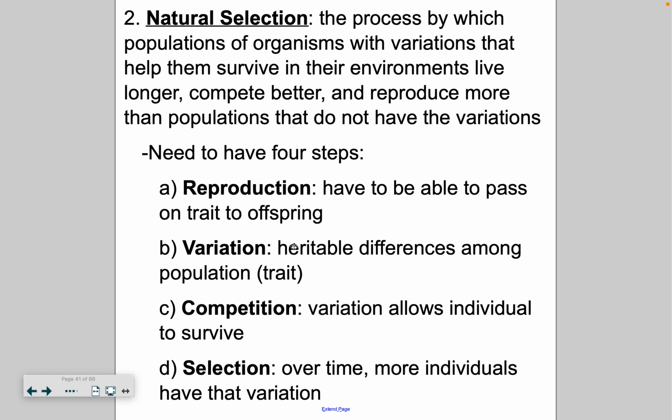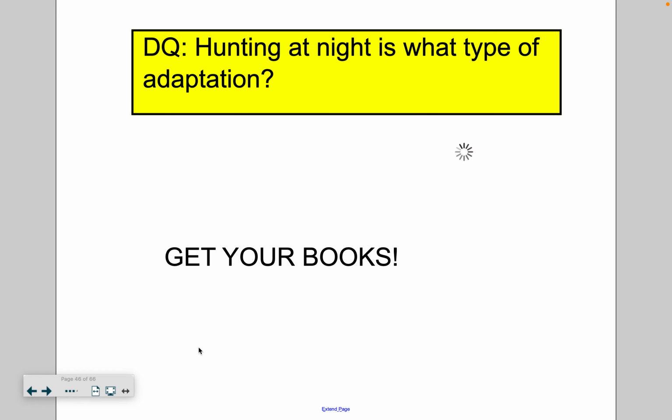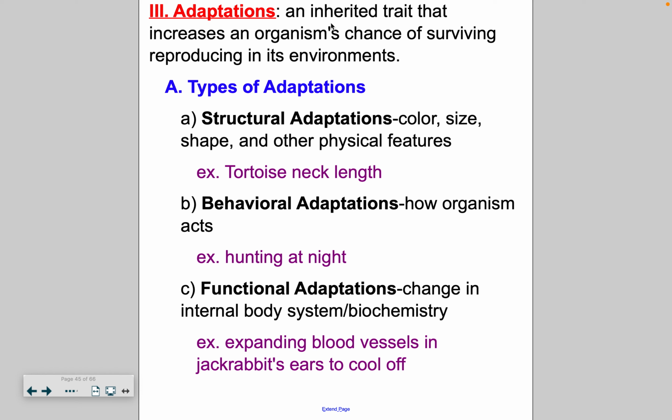First off, that variation has to be heritable, okay? It has to be genetics, right? It's got to be on a chromosome. It can be passed from one generation to the next. Reproduction, the ability to pass it on to the offspring. That variation has to allow individuals to survive, so it gives an advantage or benefit of some sort, and then over time more individuals will have that variation. So adaptation is when that inherited trait increases the organism's chance of surviving and reproducing in its environment.